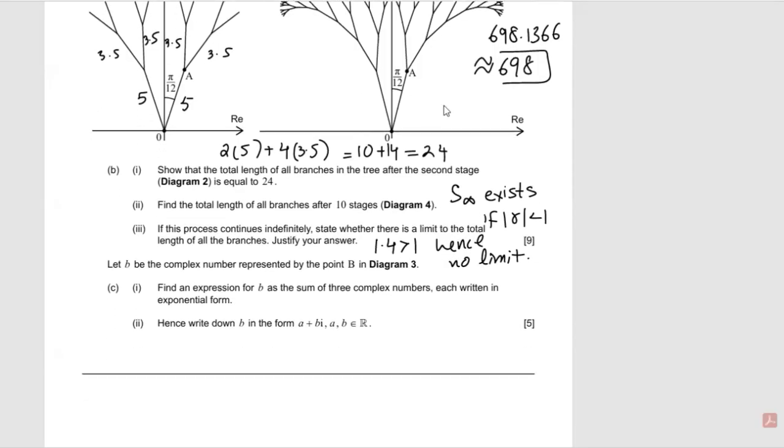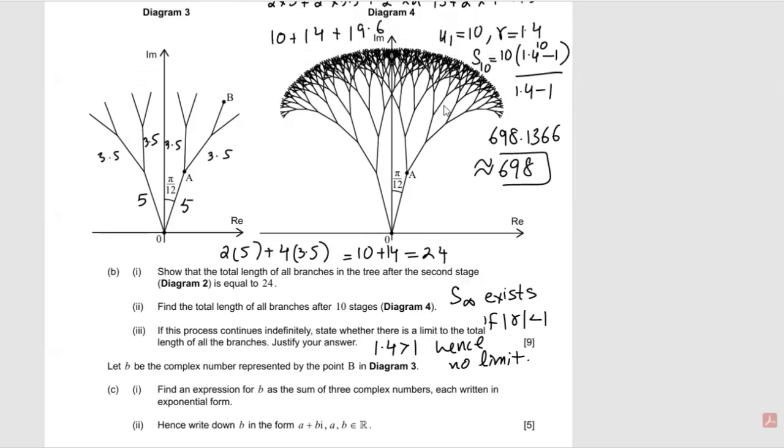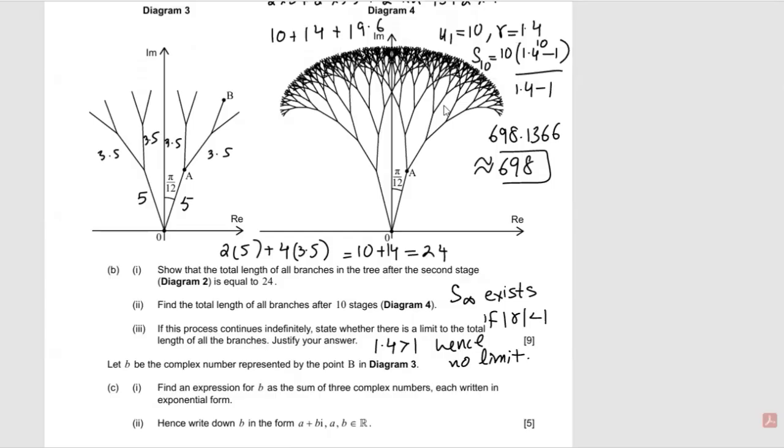Okay, next part. They're saying let B be the complex number represented by the point P in diagram 3. Find an expression for B as a sum of three complex numbers, each written in the exponential form. So we need to calculate B now. Let's take a look at this. First, this is stage 1, so we know it already. It's 5e^(i5π/12), right? Plus, what will this be?